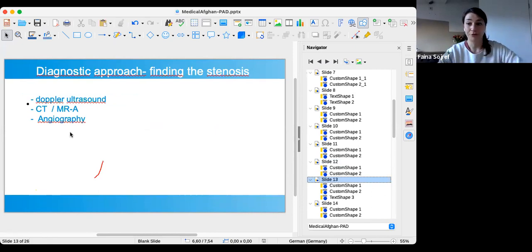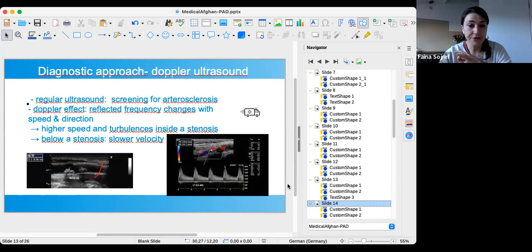So how do we find our stenosis? We have 3 basic methods. We have the ultrasound, we have CT or MRI, and thirdly, we have angiography. Let's talk a bit about each of them. First of all, Doppler ultrasound, which is my favorite method. I am honest about that.